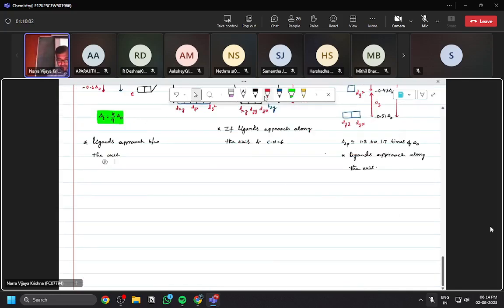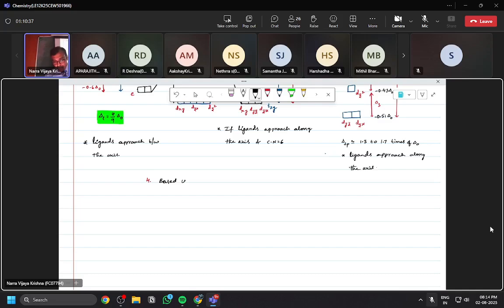Now, point number 4, based upon ligand field strength. So how can I decide ligand field strength? If the splitting gap is high, or if the delta naught gap is high, delta naught means octahedral only, right? If it is a very strong field ligand, then what happens to the delta naught value? More. If it is a moderately strong ligand, the delta naught values also may vary, right?